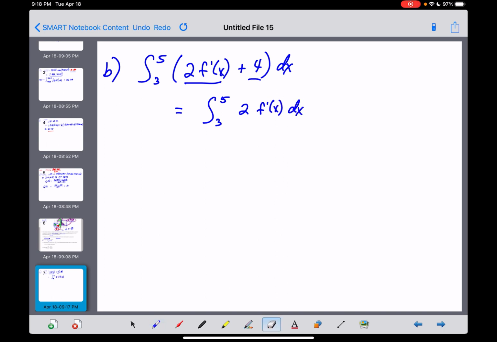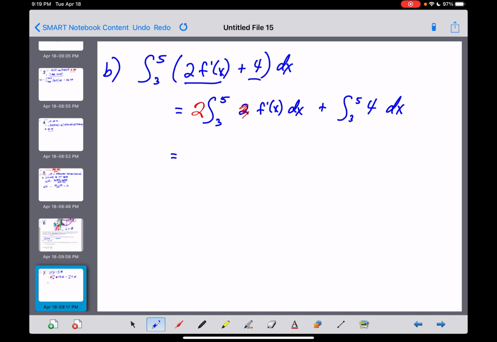But wait a minute, now I realize something. That 2 doesn't need to be there. We can pull it out in front. That'll give me what I want in that integral. And we'll add to that an integral from 3 to 5 of 4 with respect to x. And that I think we can evaluate straight up.